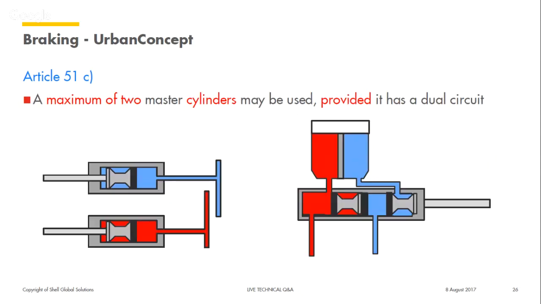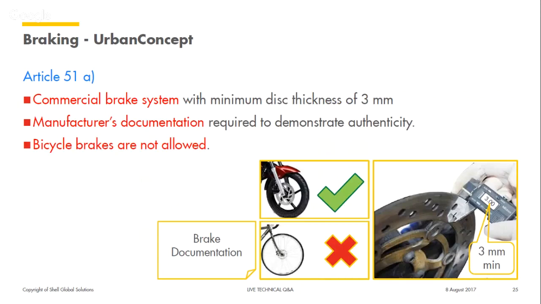To verify that it is a commercial brake system, we will need the manufacturer's documentation to demonstrate that it is real, okay? So please bring that along to the event. If you do not have it, we will deem it as not a commercial brake system and you will be disqualified, okay? So please take note of that. It's very important. And bicycle brakes are, of course, not allowed.